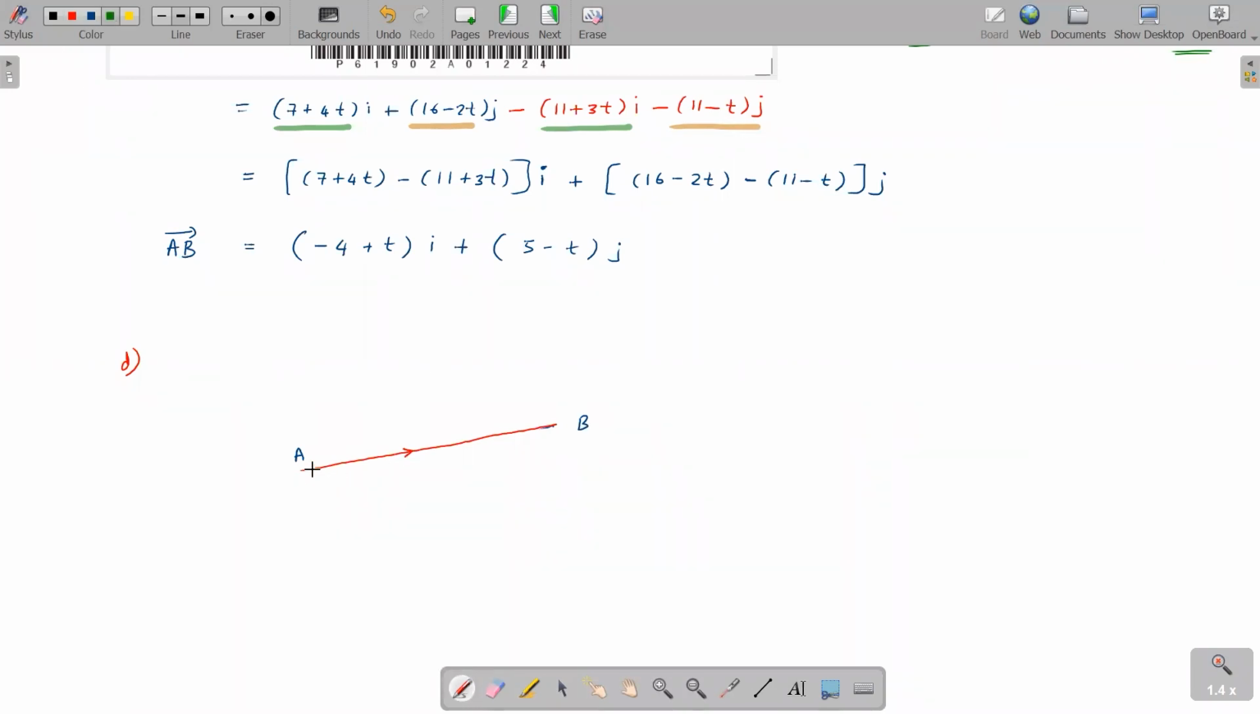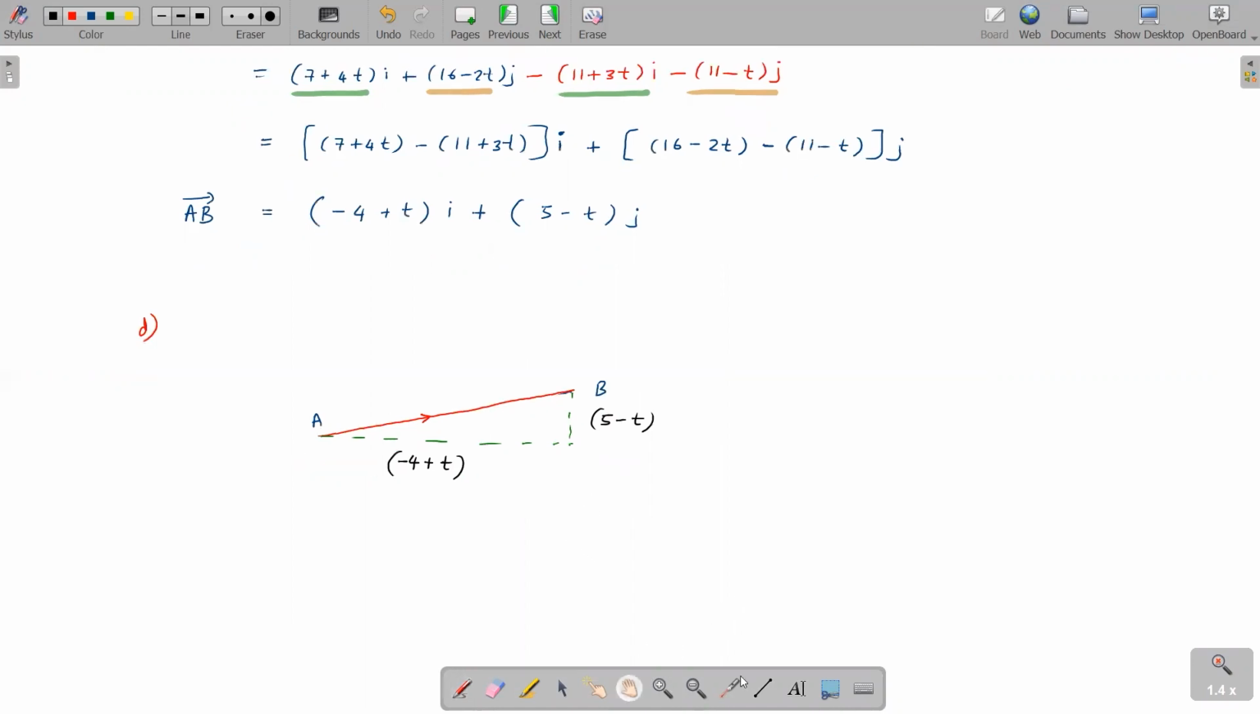So from A, you could draw this right angle triangle. The x distance between A and B is minus 4 plus t. Can you see? The y distance between A and B is 5 minus t. Are you with me? Using these two, can't we find directly the distance between A and B at any given time? How do we find the distance? You have the x distance, you have the y distance. How do we get the distance between A and B?